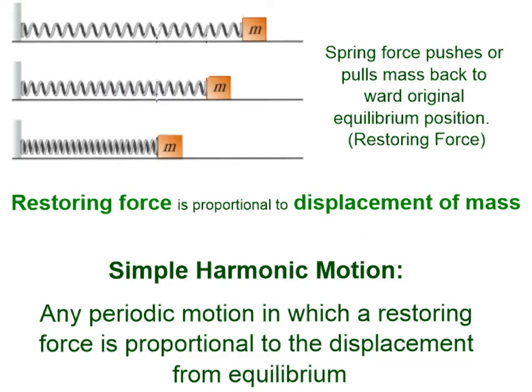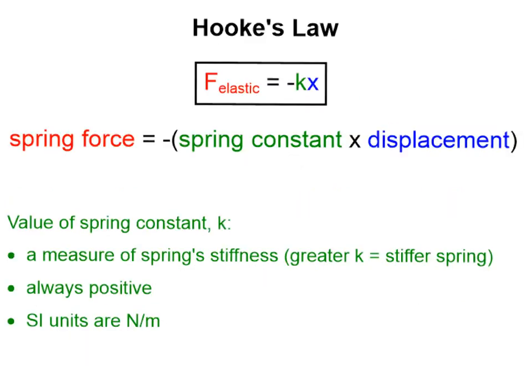Greater restoring force causes greater displacement of that mass, or lower restoring force causes less displacement. Anytime we have a periodic motion in which a restoring force is proportional to the displacement from equilibrium, we call that simple harmonic motion. That's the definition for simple harmonic motion.